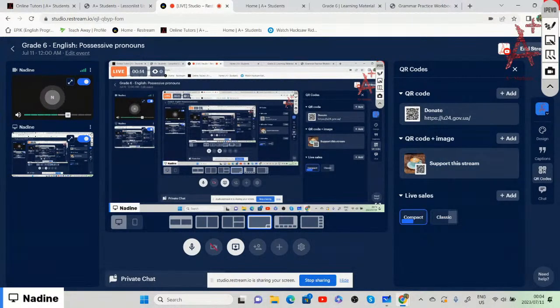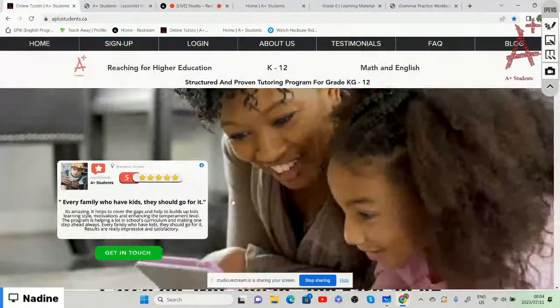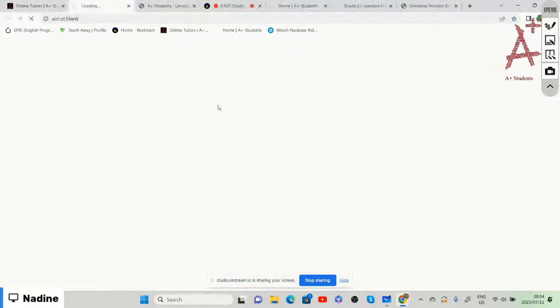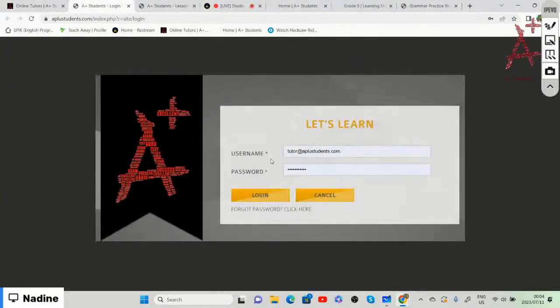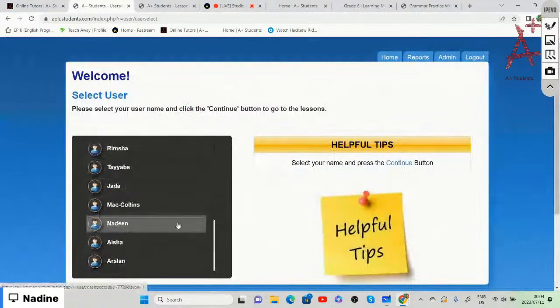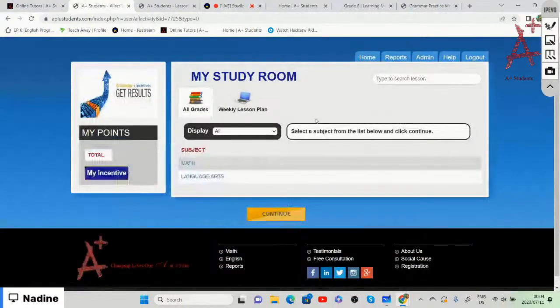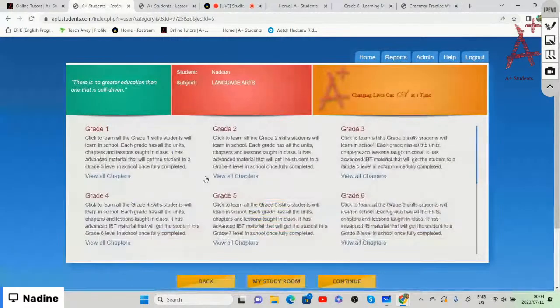So before we start today with our class, everybody should log into a+students.ca. All right, so once we've logged in with your username as well as your password, you're going to select the subject, which is language arts. And then we go to grade 6.